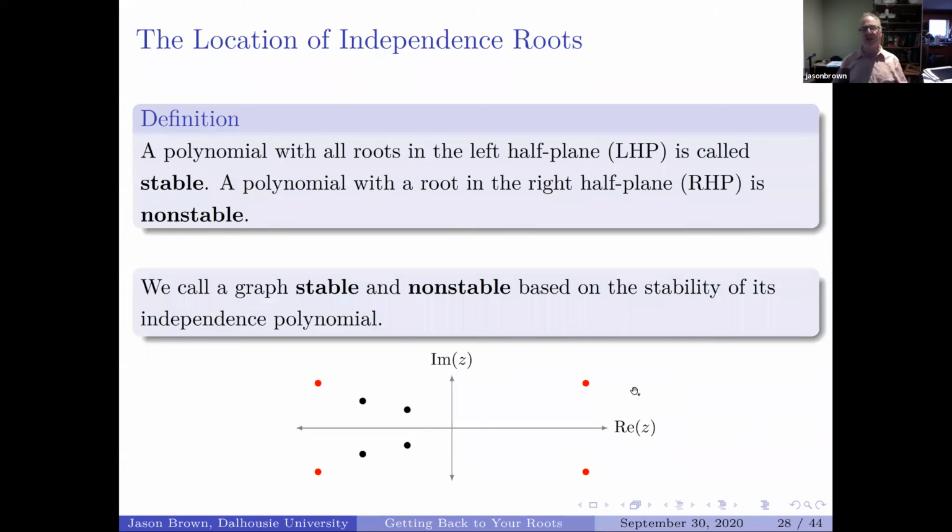So in particular, if the roots in the different colors here are independence roots, and they're the black roots for some graph G, then that would be a stable graph because all its roots are in the left half plane. If its roots are the red roots, then it'll be non-stable. And of course, the roots are symmetric about the real axis because we have a polynomial with real coefficients, so the roots appear in conjugate pairs.